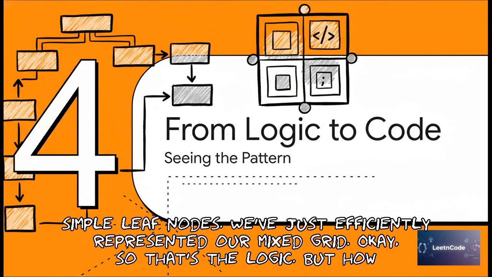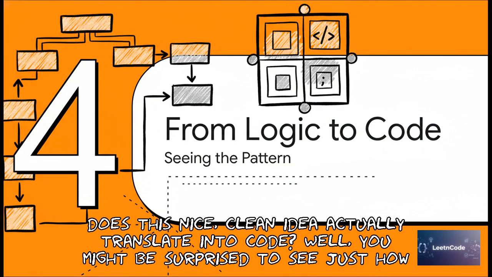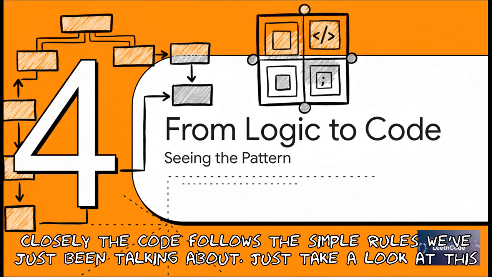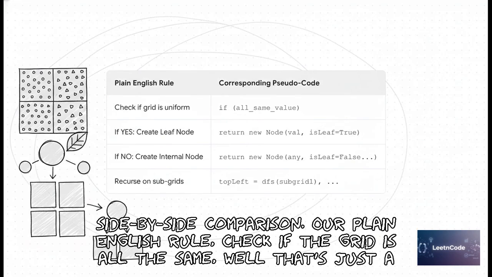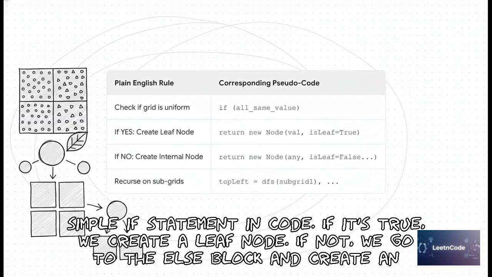Okay, so that's the logic. But how does this nice, clean idea actually translate into code? Well, you might be surprised to see just how closely the code follows the simple rules we've just been talking about. Just take a look at this side-by-side comparison. Our plain English rule, check if the grid is all the same, well, that's just a simple if statement in code. If it's true, we create a leaf node. If not, we go to the else block and create an internal node.